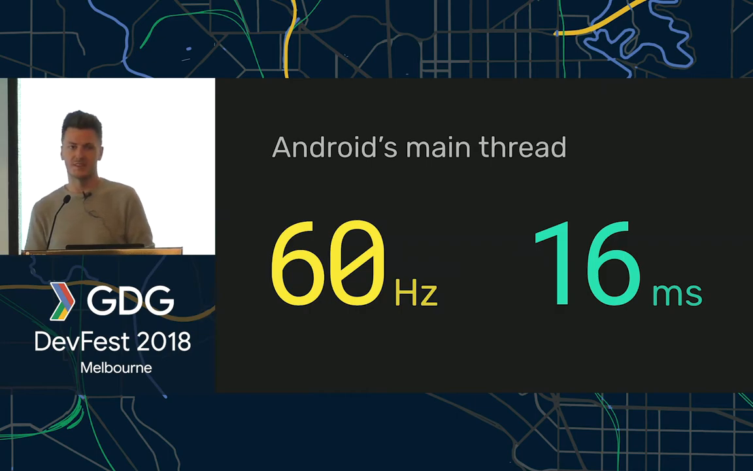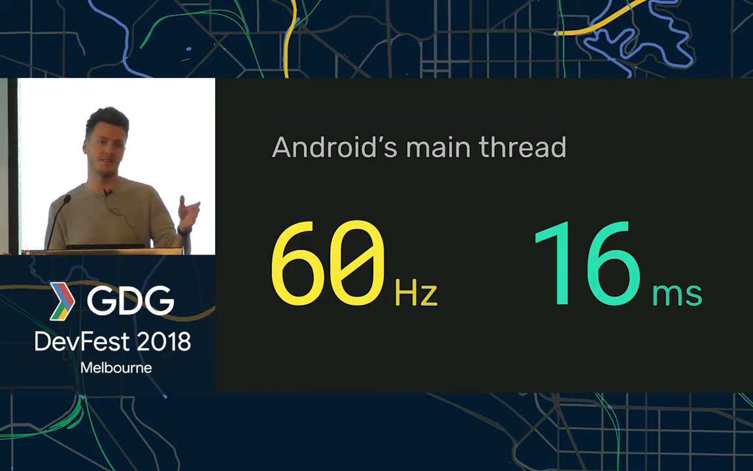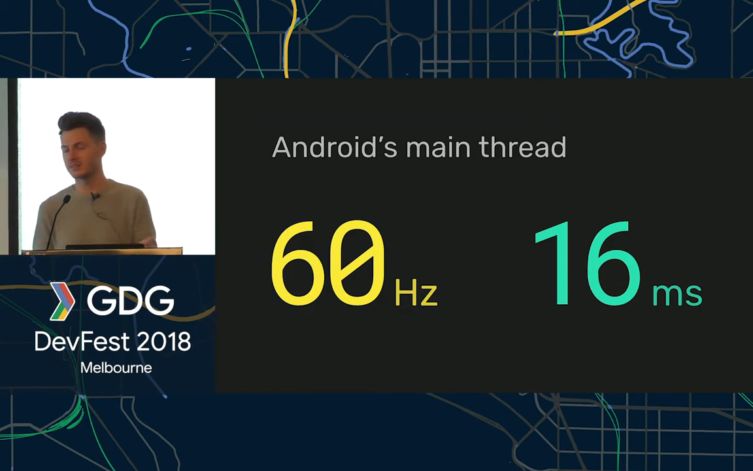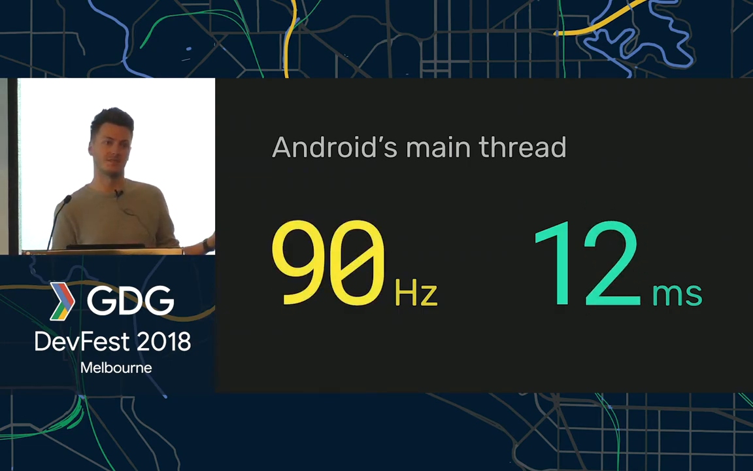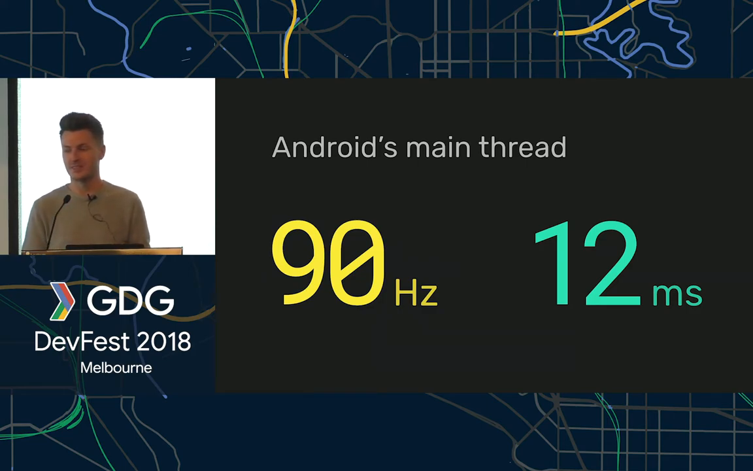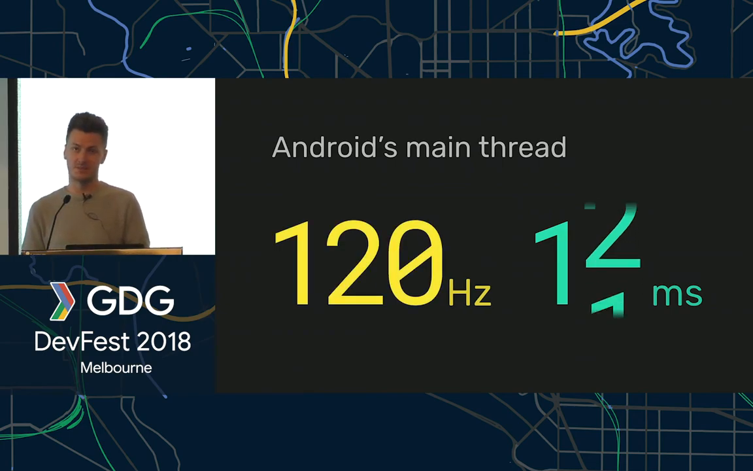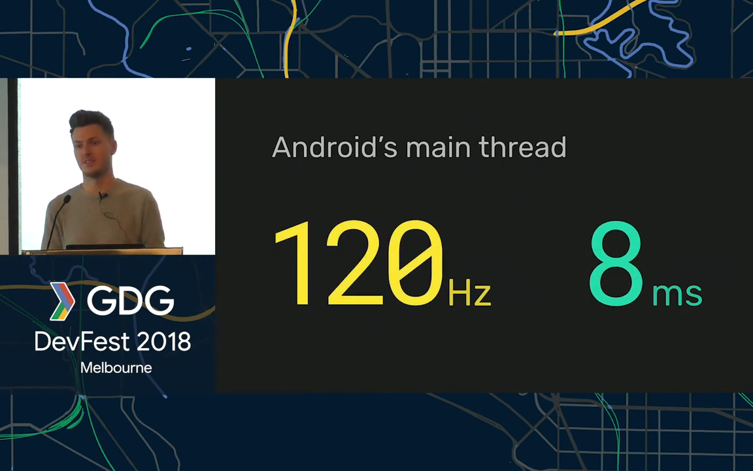Now, the vast majority of devices out there are 60 Hertz. They have a refresh rate of 60 Hertz, which gives you roughly 16 milliseconds to update the UI so that you don't have jank. But there are devices out there which have 90 Hertz. The 2017 Razer phone had a 90 Hertz display, and that gives you only 12 milliseconds to do the exact same amount of work. And the Razer phone this year, I think, has a 120 Hertz display. So it's exactly the same amount of work, just you've got half the time to do it.